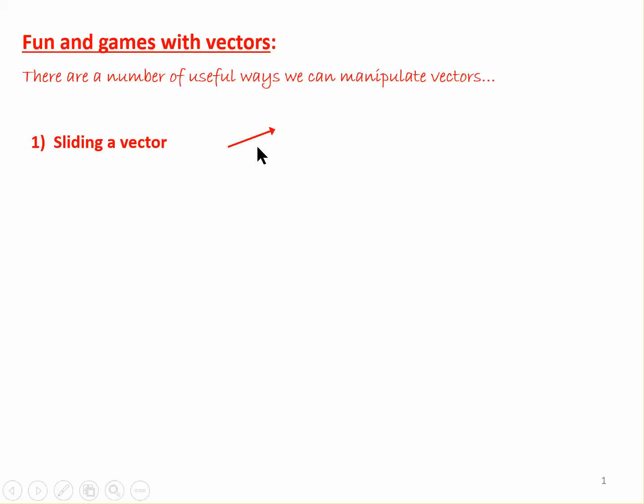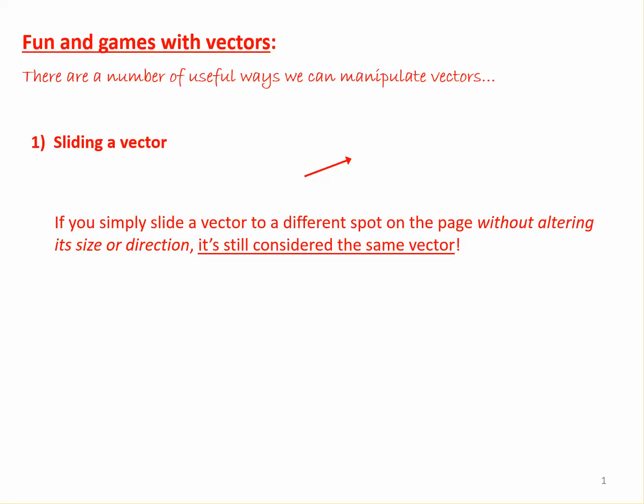Suppose I have a vector. Here it is. And now suppose I slide it and move it to this new spot on this page. As long as I simply slid it, but I didn't rotate it, and I didn't grow it or shrink it, I didn't change its size, it represents the same vector.